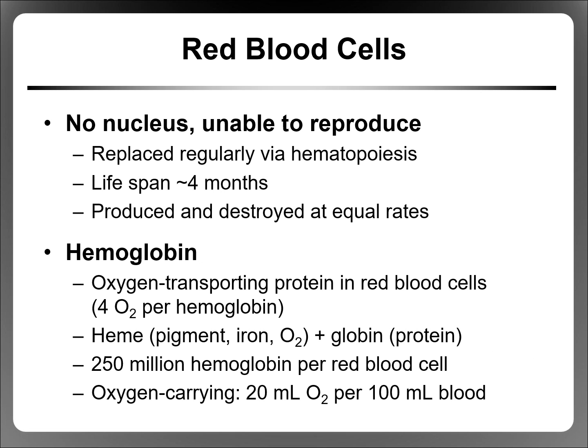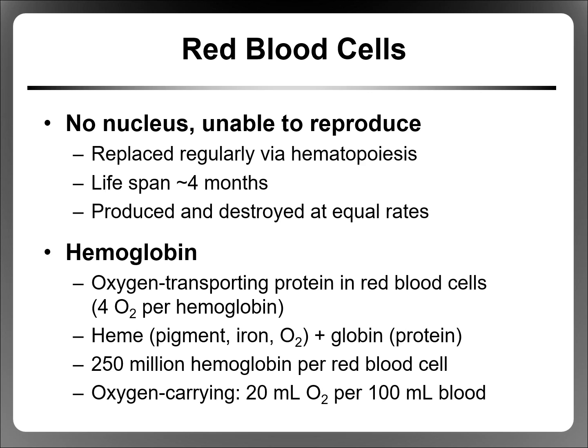Red blood cells are unique. They have no nucleus, so they cannot reproduce, they cannot repair themselves. So once they are damaged, they need to be destroyed. This also means that your body needs to constantly be making new red blood cells. So red blood cells are replaced regularly via hematopoiesis. They last around 4 months in the body, and then they are destroyed at equal rates of production.